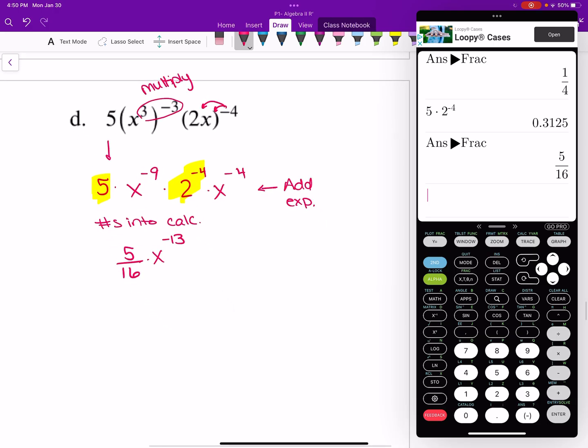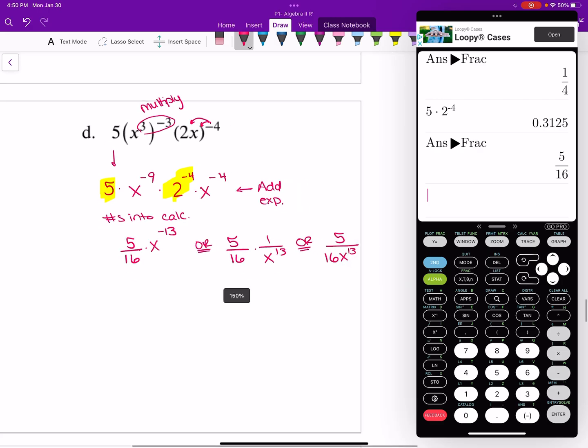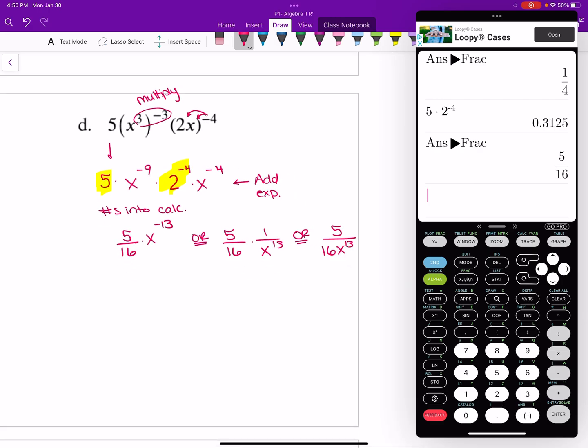Just like with question C, it does not say that you have to simplify with a positive exponent, so you could leave your answer like this. Or just like I did on the last one, we can switch it to the other side to make it positive. Or you can just write it as one big fraction, where the x to the 13th is with the 16 on the bottom. All three mean the same thing.